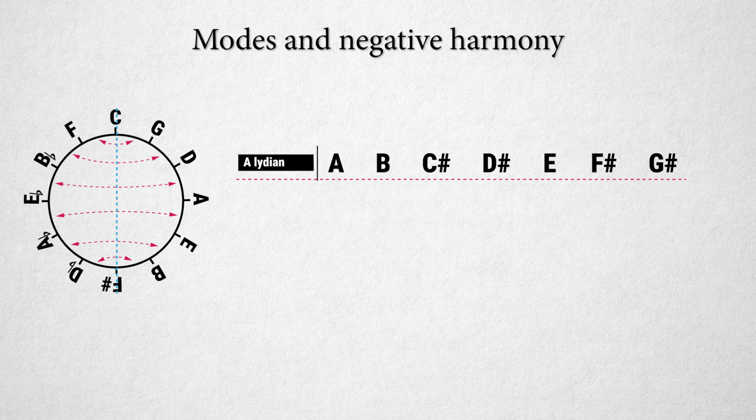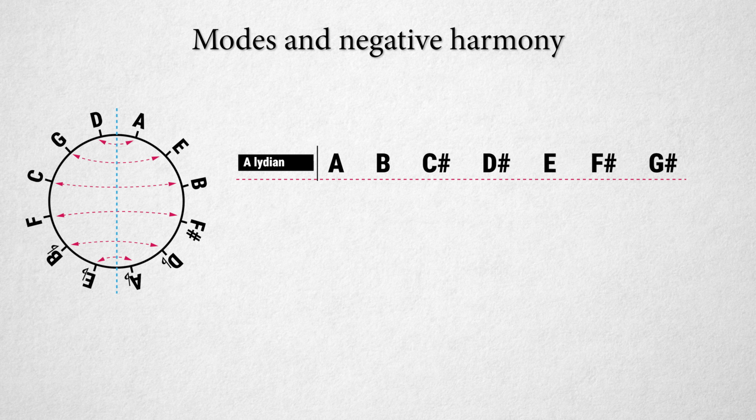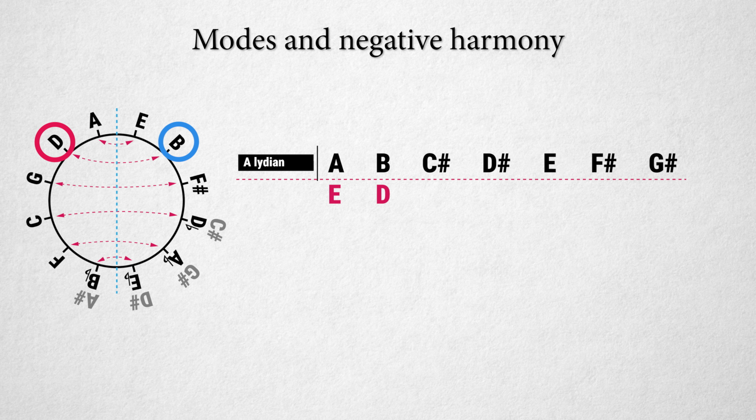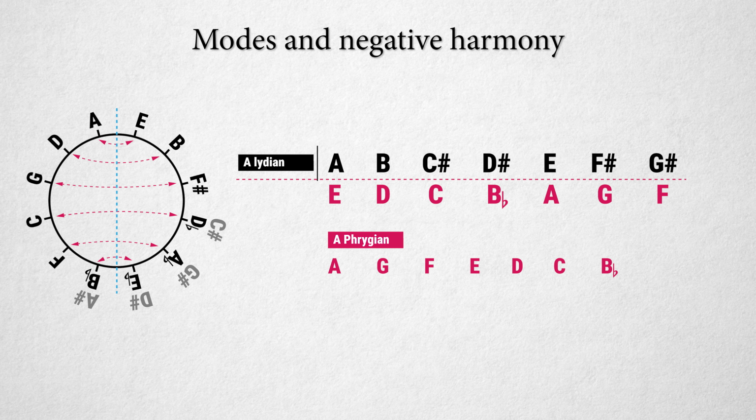If we transform the notes according to the circle of fifths, then we create an axis between the tonic A and the fifth degree E. A becomes E, B becomes D, C sharp becomes C, D sharp becomes B flat, E becomes A, F sharp becomes G, and G sharp becomes F. The tonal center should be A, so the resulting negative scale is A Phrygian. So Lydian becomes Phrygian and Phrygian becomes Lydian when subjected to negative harmony.